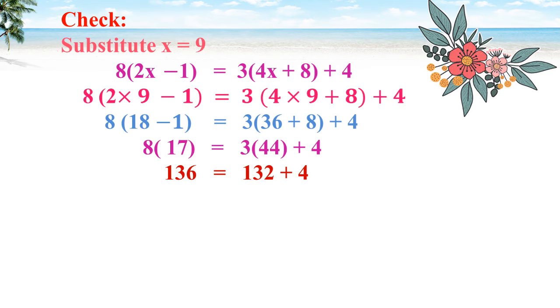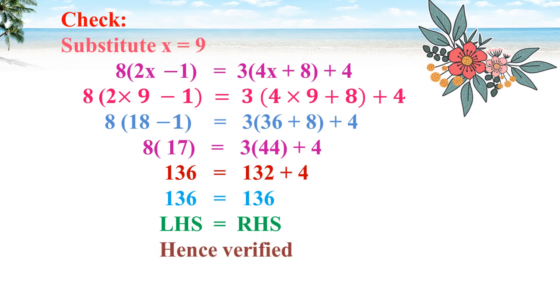8 17s are 136 is equal to 3 44s are 132 plus 4. Now 136 is equal to 136. We get the same answer. So LHS is equal to RHS, hence verified.